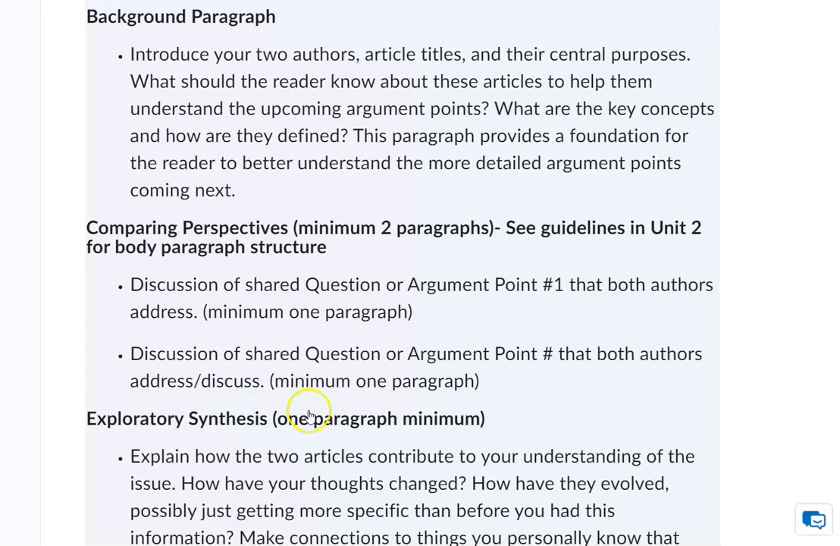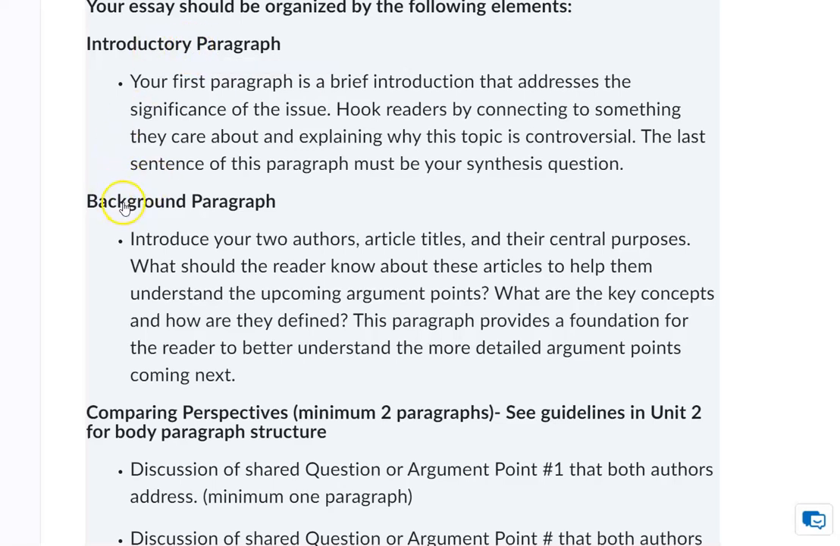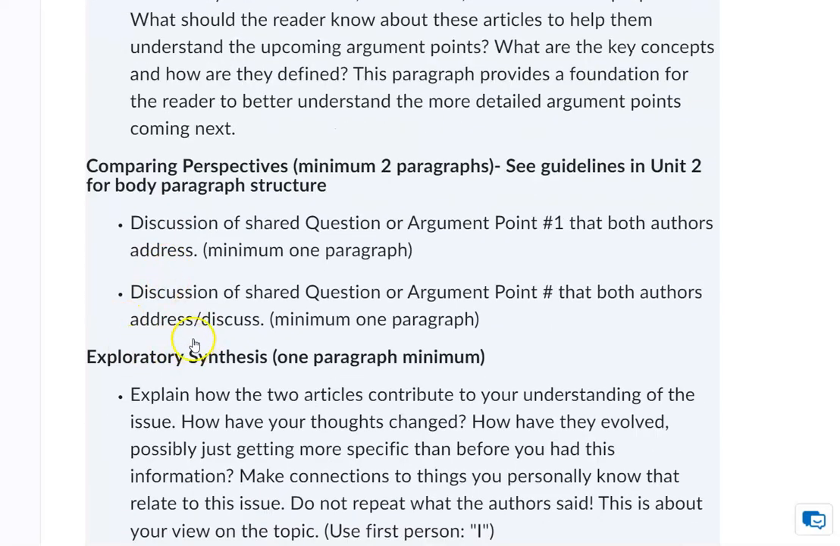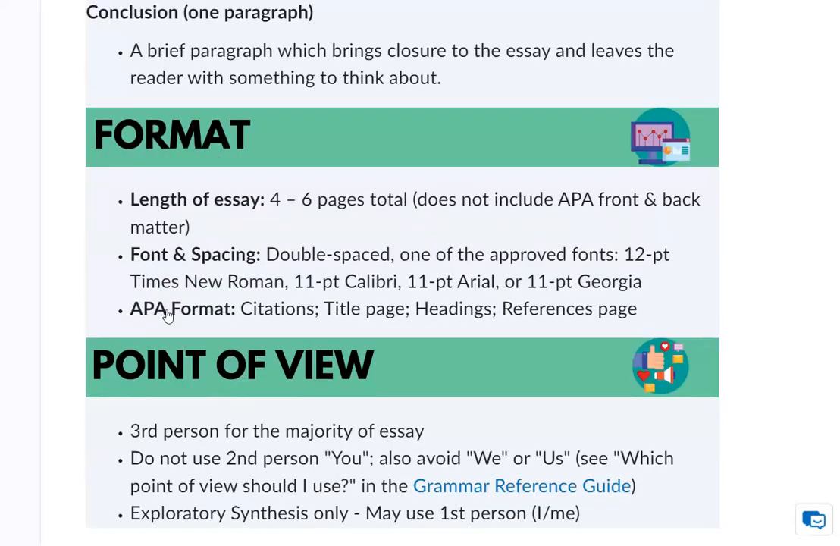And your headings are just going to be what you see right here, other than introduction. We know the first header of any APA style paper is the title of the paper. So you won't have introductory paragraph as a heading. It will be the title itself. But background, comparing perspectives, exploratory synthesis, conclusion, all of those headers will be right in your paper.